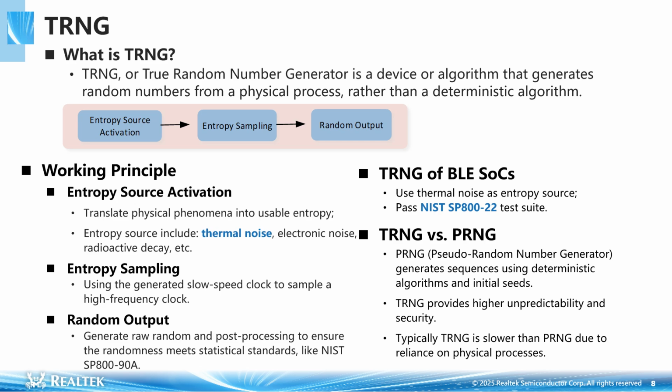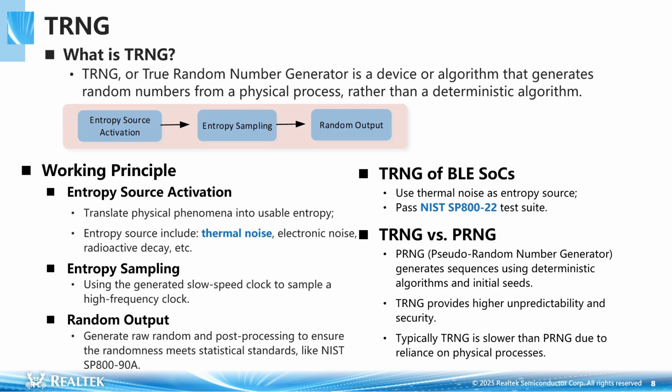TRNG, or True Random Number Generator, is a device or algorithm that generates random numbers from a physical process, rather than a deterministic algorithm. The simple working principle of a TRNG can be described in 3 stages: 1. Entropy source activation, 2. Entropy sampling, 3. Random output. For the TRNG in Realtek's BLE SoCs, thermal noise is used as the entropy source.